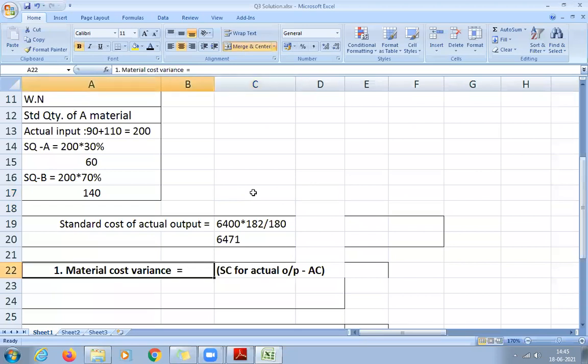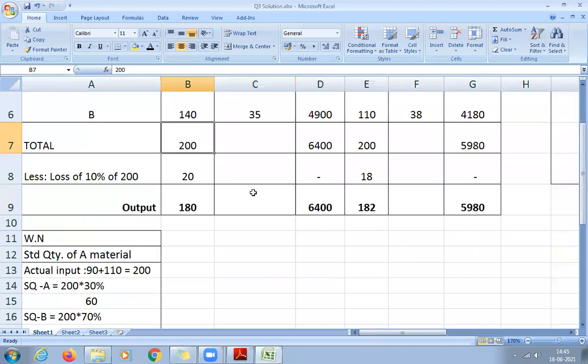So now we have the standard cost for actual output, and the actual cost we already know. Actual cost is how much? How much will you take as actual cost?